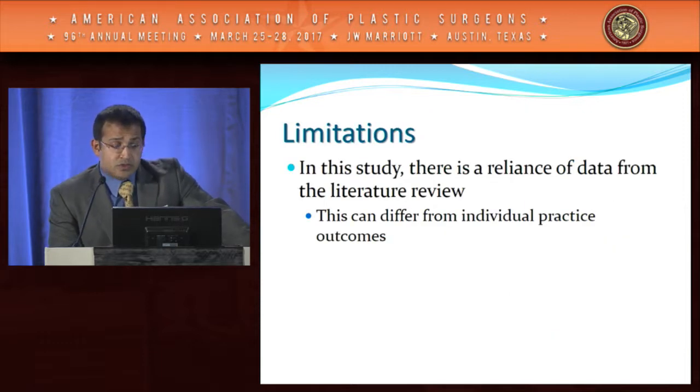There are limitations to our study. One of the major limitations in this study is a reliance on data from the literature review, and this can differ from individual practice. So treatment options should be discussed with the patient on a patient-by-patient basis.